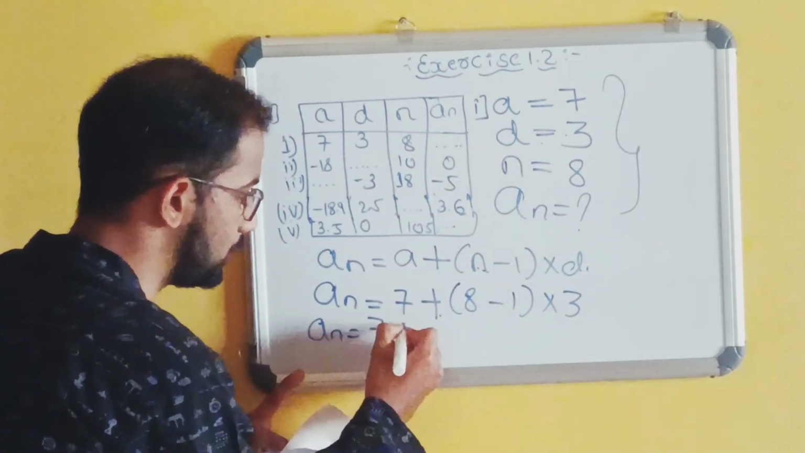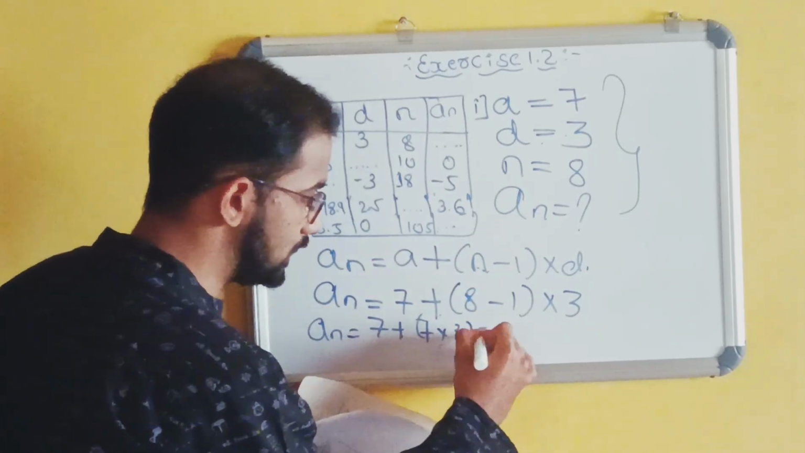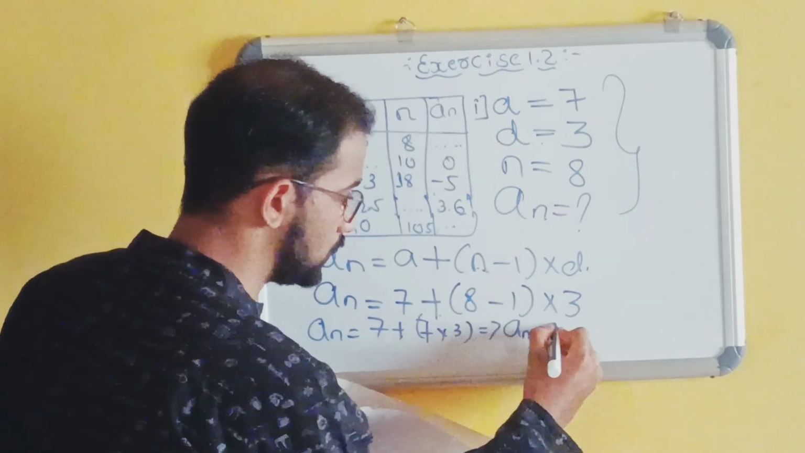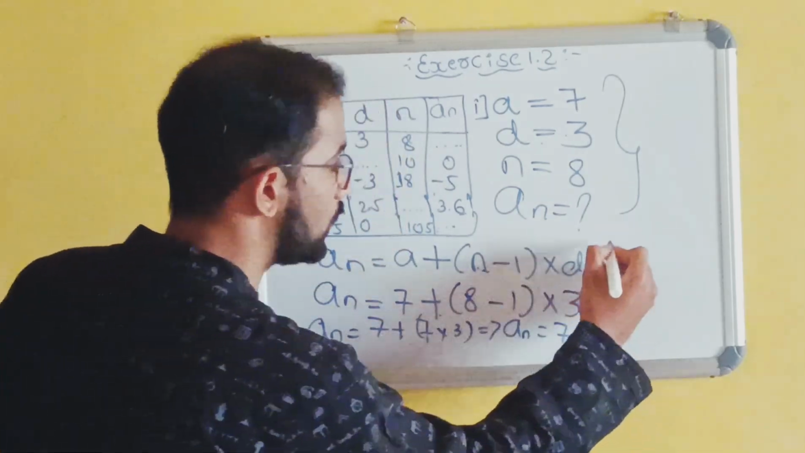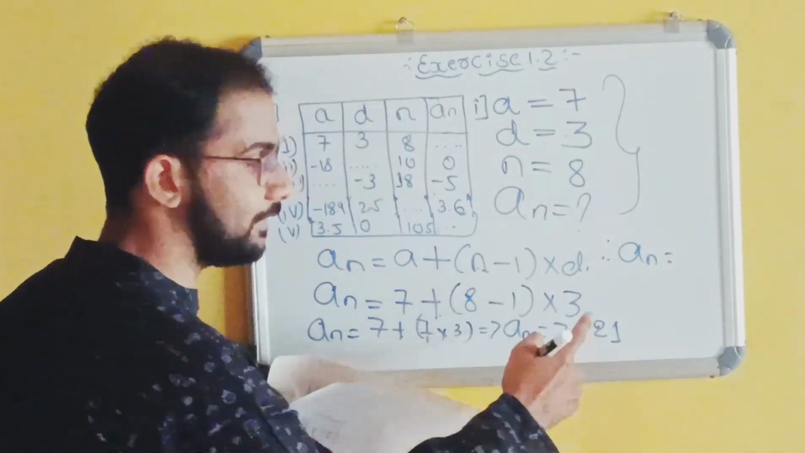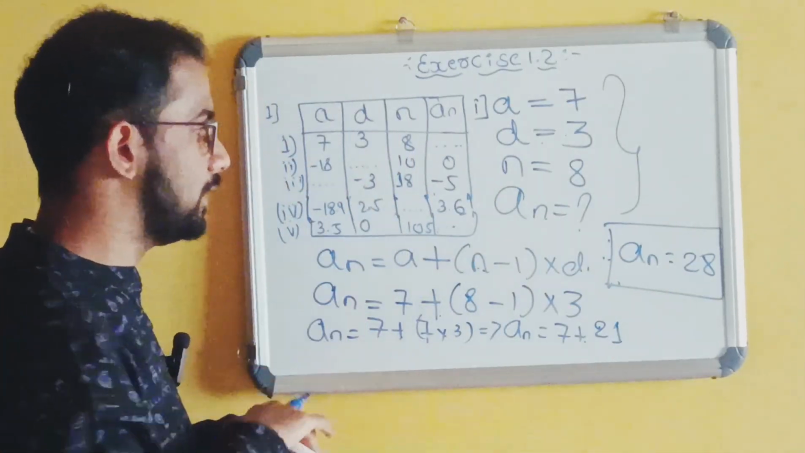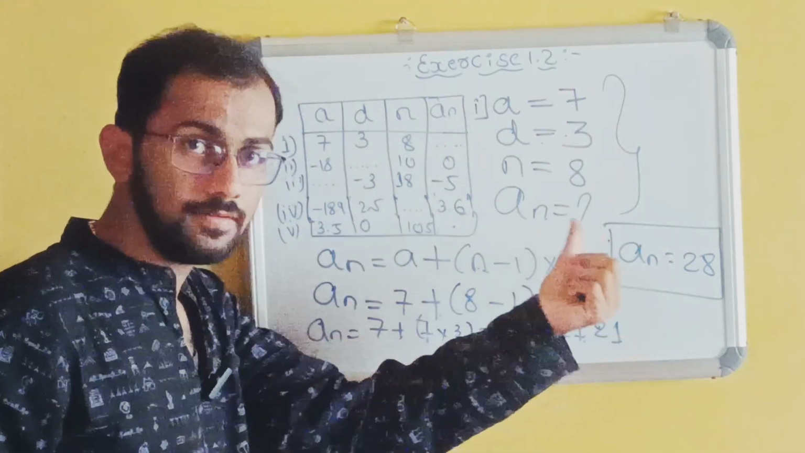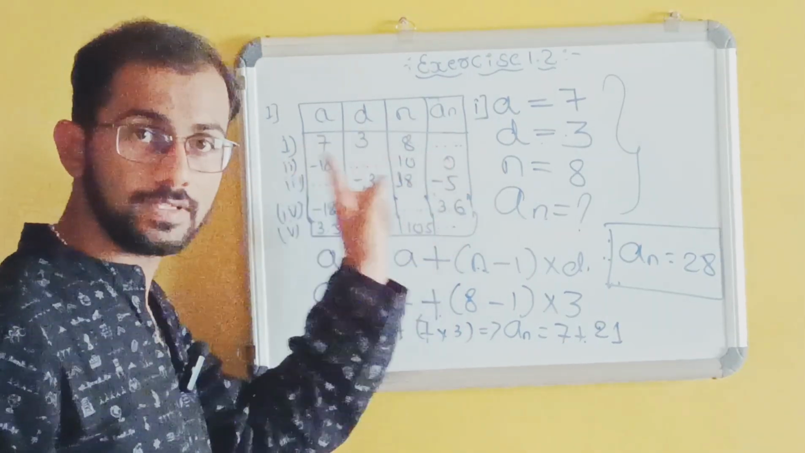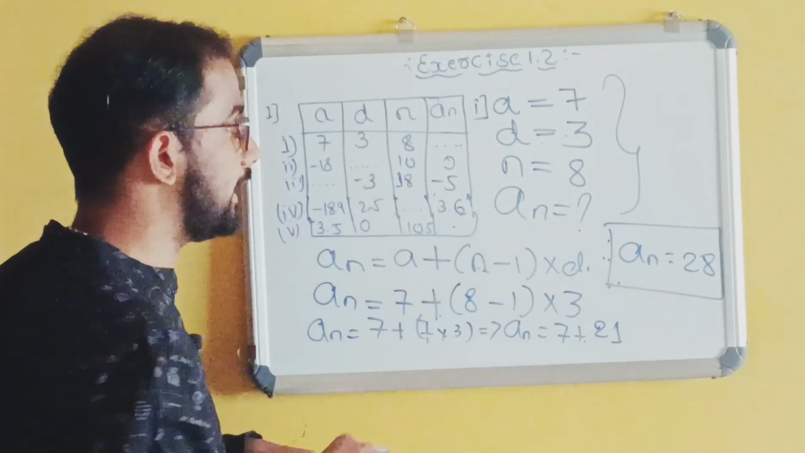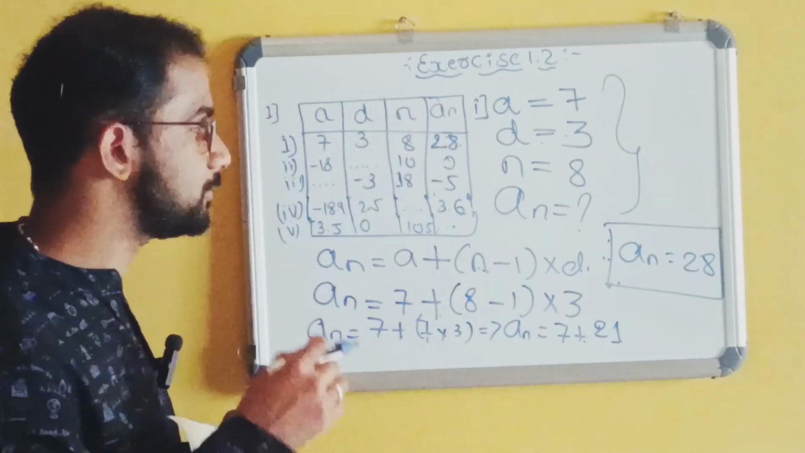An equals 7 plus (8 minus 1) is 7, into 3, which implies an equals 7 plus 7 threes are 21. Therefore, an equals 21 plus 7 is 28. So this should be the answer. By using the given data, we have calculated the value of an, that is the blank in the first row. So an is 28. This is how we need to calculate this problem.